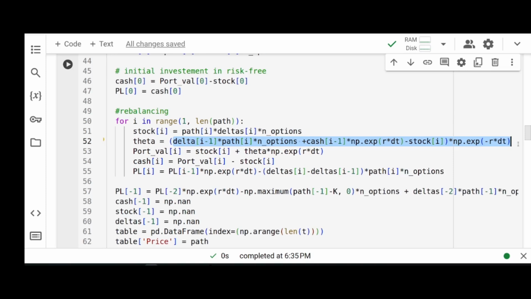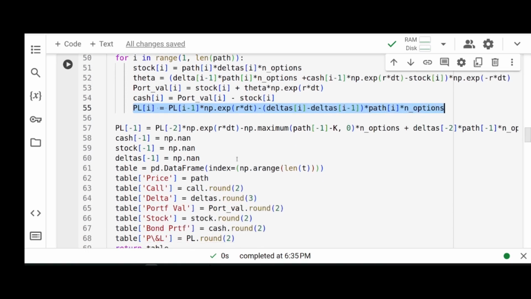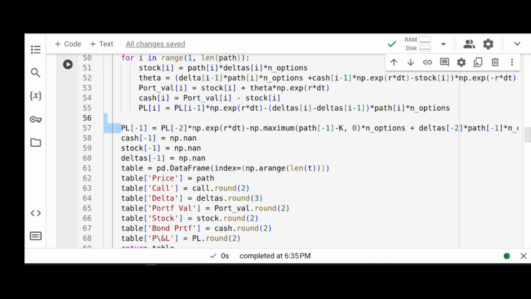So then our portfolio value at the ith step will be the value invested in the stock plus the value invested in the risk-free asset. So this is the cash. The cash will be portfolio value minus the value invested in the stock. And this is a calculation of our P&L, which we already showed in the previous slide. So our P&L at maturity is given by this one, which is also indicated in the slide.